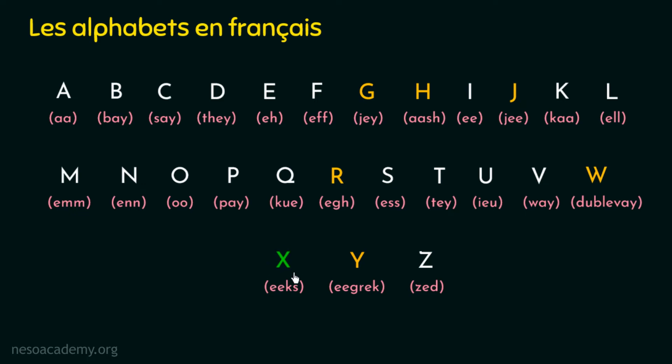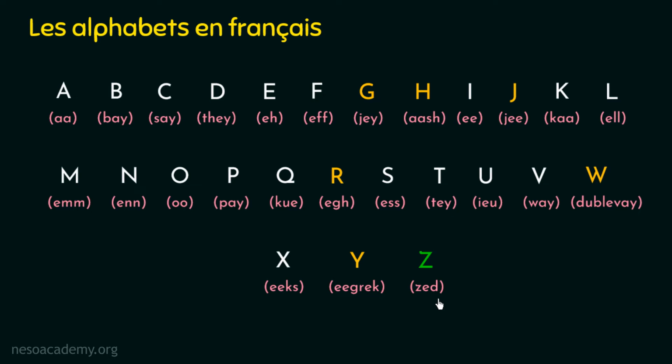Now have a look at the 24th alphabet. In French it is pronounced as X. X. Alright? The next is Y. Y. Alright? And now have a look at the 26th alphabet, and in French it is pronounced as Z. Z. Alright? So here we are done with the pronunciation of all these alphabets, and I really hope that the pronunciation of each alphabet is clear to you.